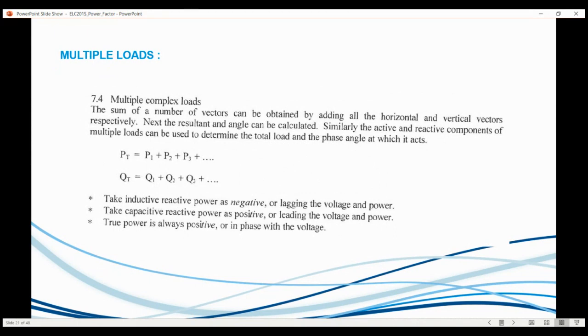algebraically, but the thing is we must be aware that the inductive will give us a negative reactive power, which we've obviously seen in the previous questions, hence me coming up to this point where it is negative or lagging, and in terms of the capacitive power it's going to be positive. It's very important to note that true power, because that's essentially the resistance component, is always in phase with the voltage, and it will always stay positive.